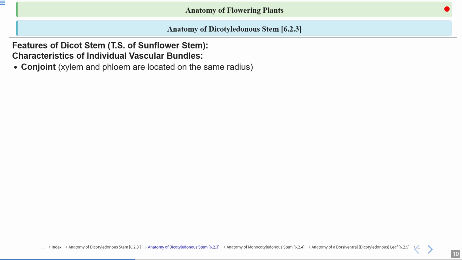Okay. Next, open type of vascular bundle. What is this? The vascular bundle is open. It means between the xylem and phloem, there will be one layer of cells that is called cambium. And you must have studied regarding the meristematic tissue.